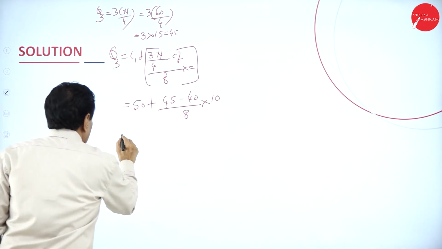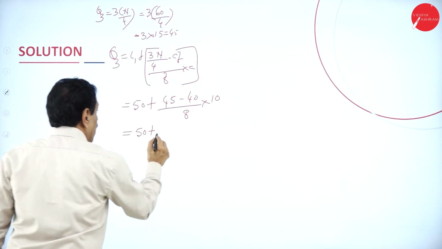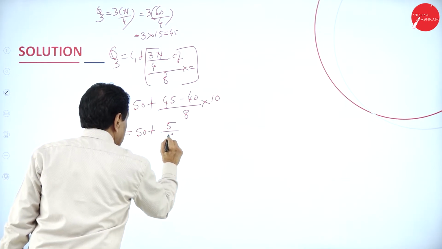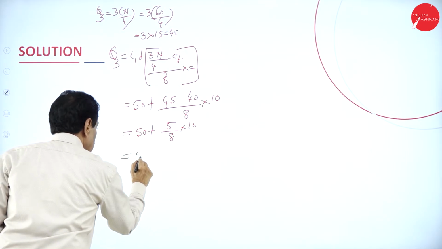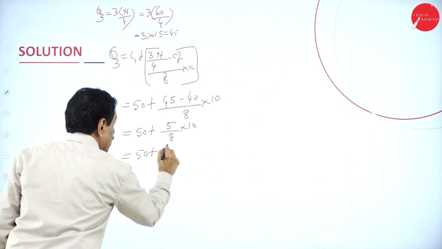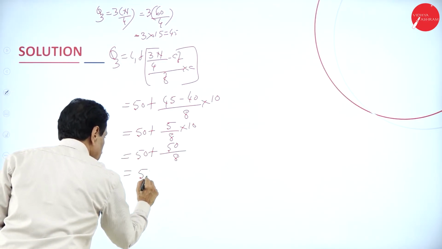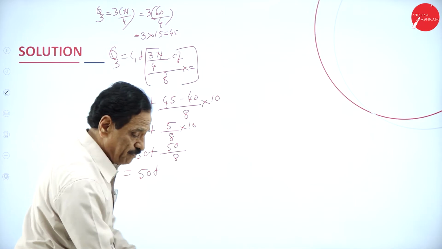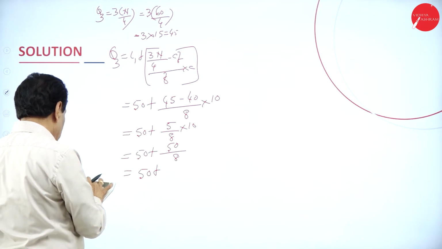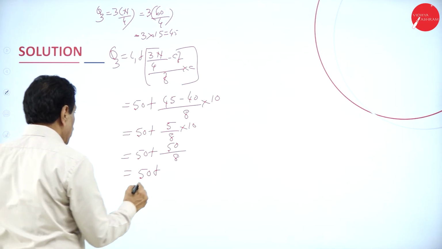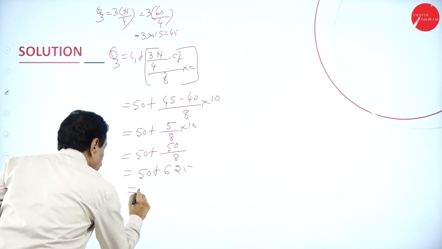Simplify this. 50, 45 minus 40 is 5 divided by 8 into 10. This is 50. 10 fives are 50 divided by 8. Simplify this. 50 divided by 8, 6.25. It is 56.25.